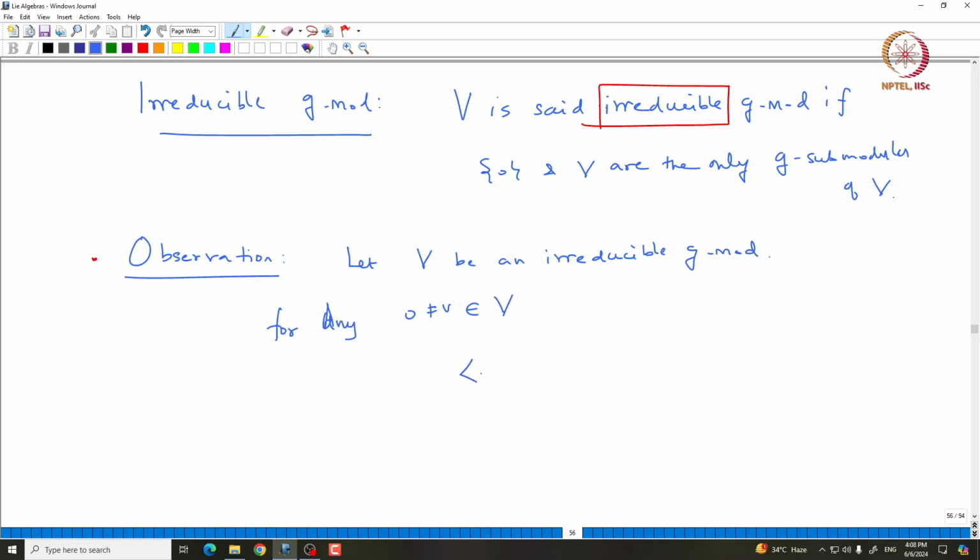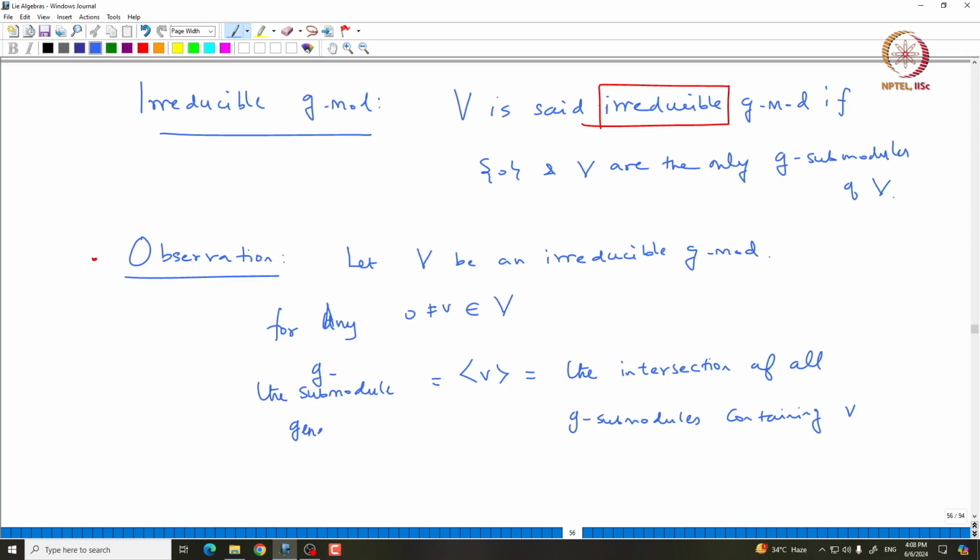If we look at the smallest module that actually contains V, this is the intersection of all G submodules containing V. So, this is what we call the submodule generated by V. Okay, this is the G submodule generated by V.